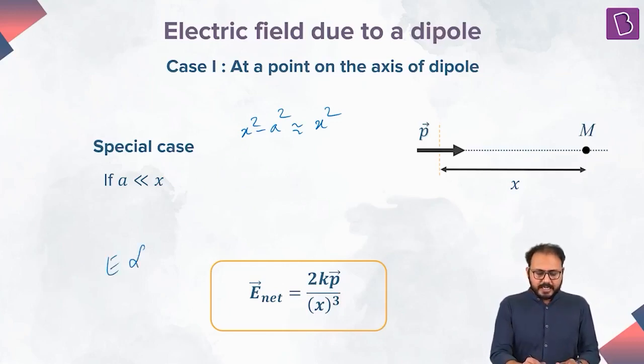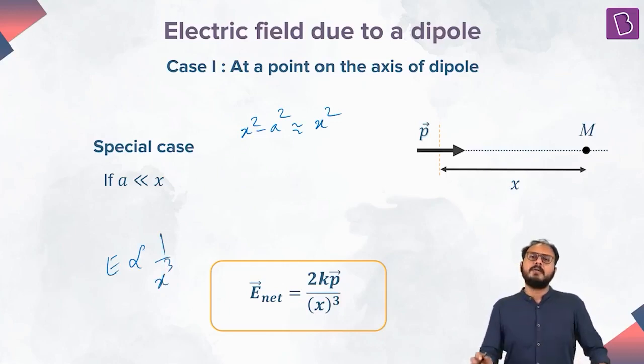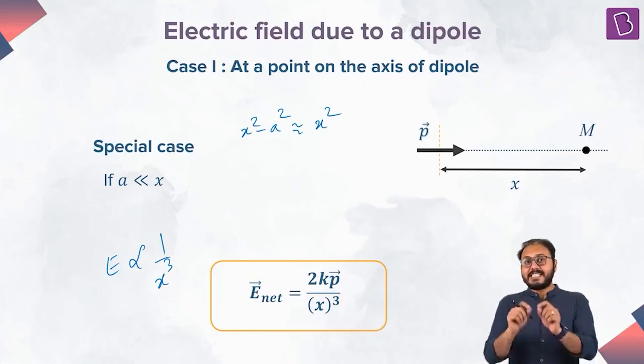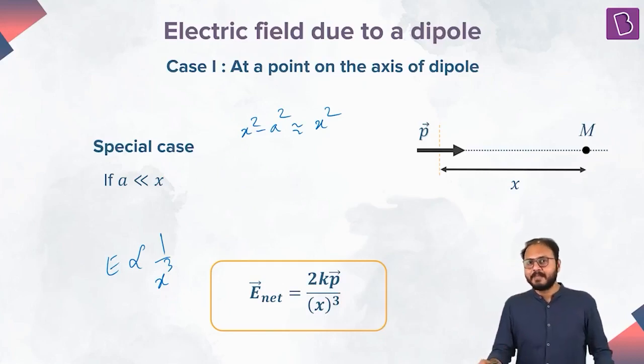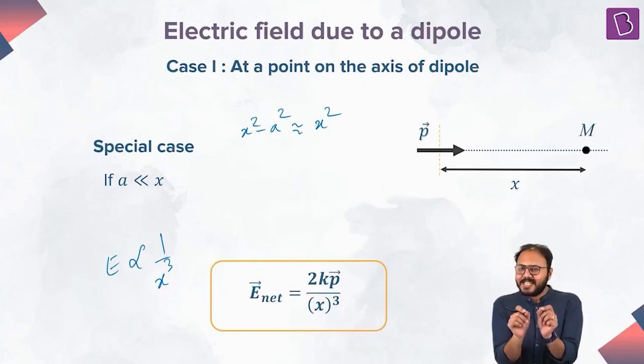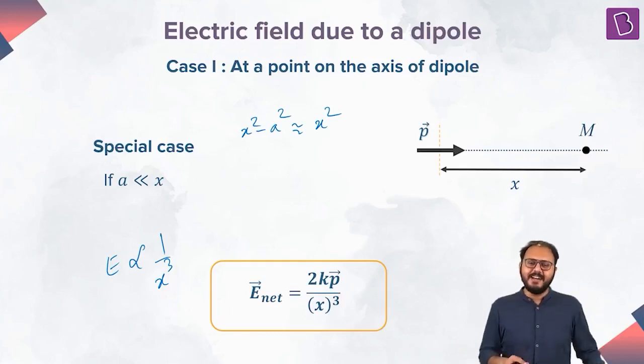You just proved that E is proportional to the cube of 1 by x, or E has an inverse cubic relationship with x. But for a point charge, it has an inverse square relationship. Two point charges separately have an inverse square relationship with electric field with x. But two point charges just separated by a small distance together are producing an electric field, being a neutral system. First of all, they're producing an electric field. On top of that, it's an inversely cubic relationship with x.